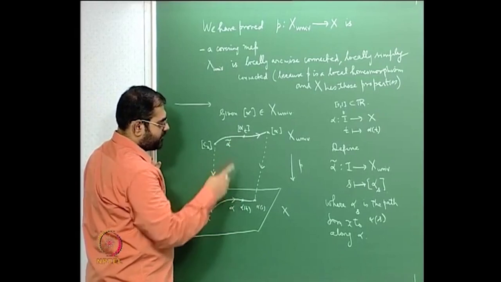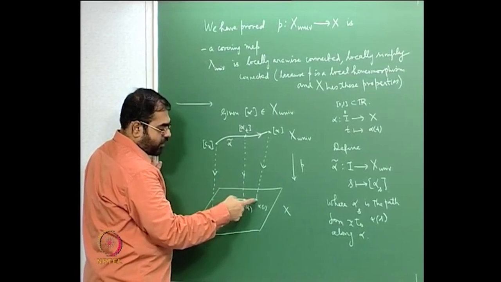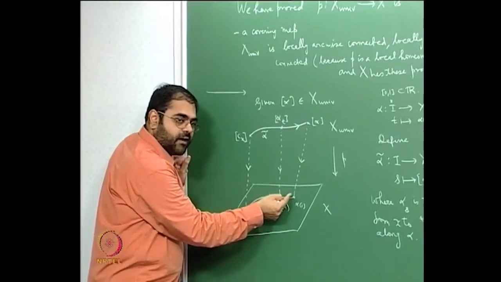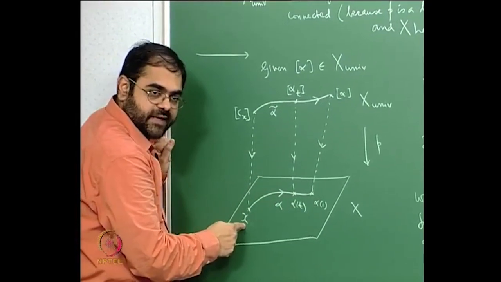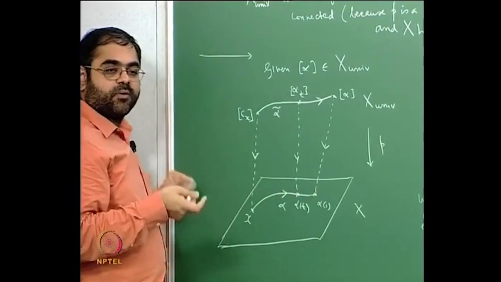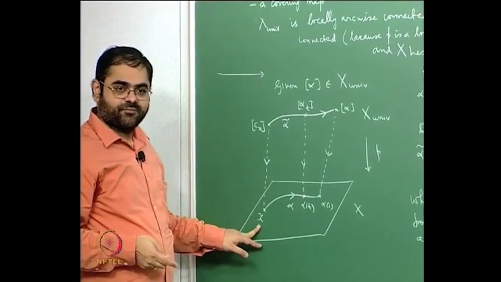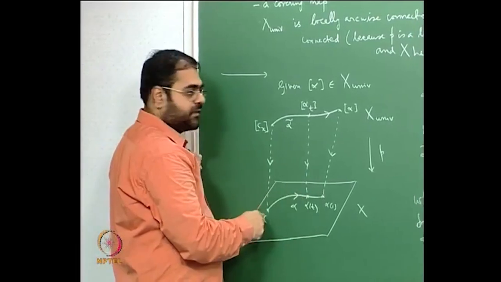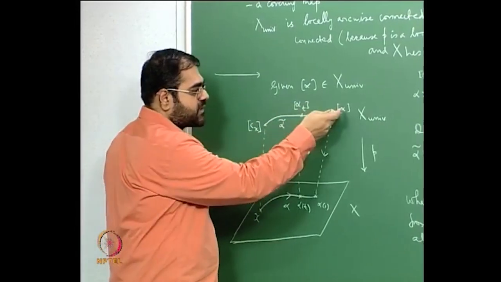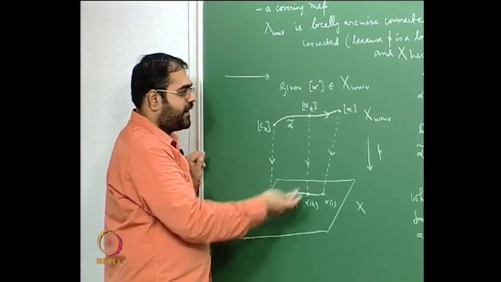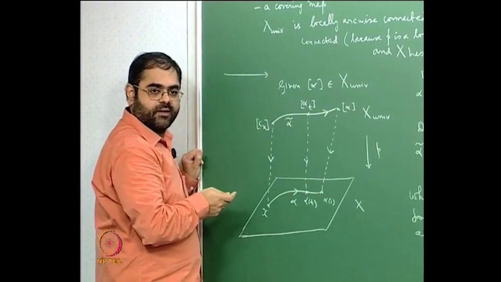So basically what is happening is that I am just shrinking alpha along itself from alpha of 1 to alpha of 0, which is x, and this shrinking provides me naturally a homotopy of alpha with the constant path at x, and this homotopy shows up as a path above. So points above are paths below starting from x, and in fact the homotopy below is showing up as a path above. That is what is happening.